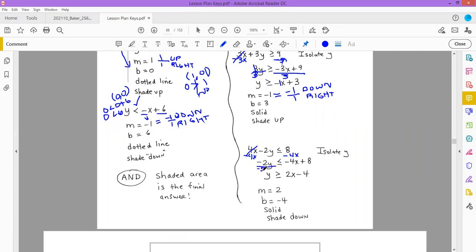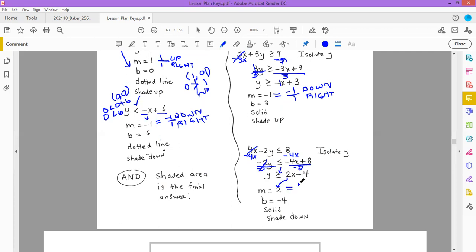Now we're going to divide both sides of this inequality by negative 2. Remember, whenever you multiply or divide by a negative number, you have to reverse that symbol. So we change it from less than or equal to, to greater than or equal to. The negative 2's cancel on the left, leaving y. On the right side, negative 4 divided by negative 2 gives us positive 2x, and 8 divided by negative 2 gives us negative 4. So here's our slope, 2. Our y-intercept is negative 4.